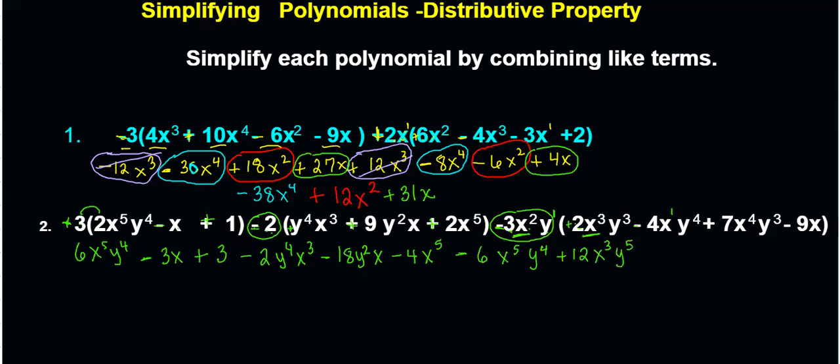Now we got to do the next term. A negative times a positive is a negative. 3 times 7 is 21. Then I got an x squared and an x to the 4th. I'm multiplying, so I add the exponents. 2 and 4 makes 6. Then I got a y to the 1 and y to the 3rd. 3 and 1 makes 4.